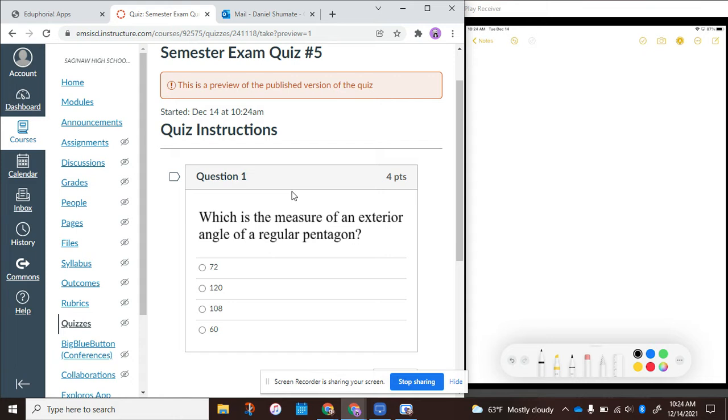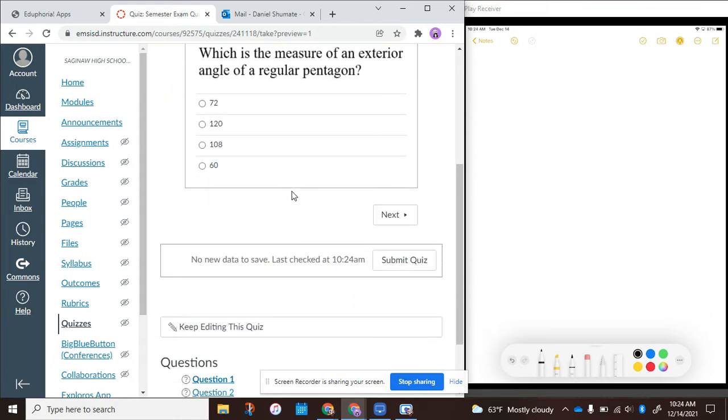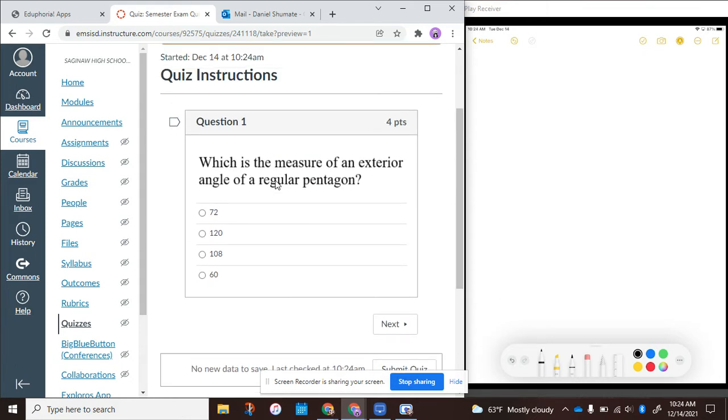All right, question number 1 of our last review quiz: which of these is the measure of an exterior angle on a regular pentagon? Now, we've talked about exterior angles. The first piece of information we need to know is that a pentagon has 5 sides.